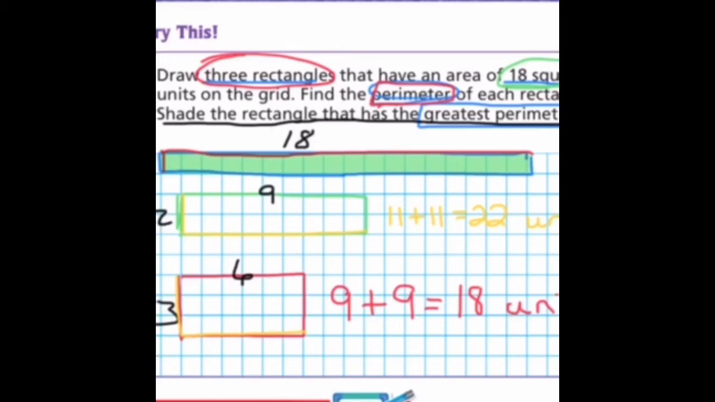So on the previous lesson, the square always gives us the biggest area if the perimeter stays the same. This one, if our area is the same, the greatest perimeter is always the long, skinny rectangle. So it's the opposite, right? It's the opposite of yesterday.